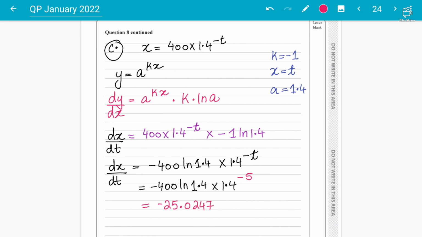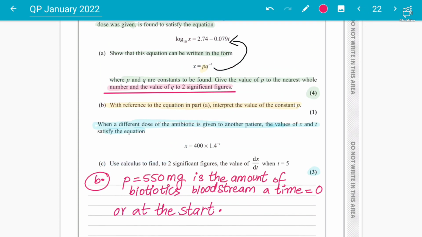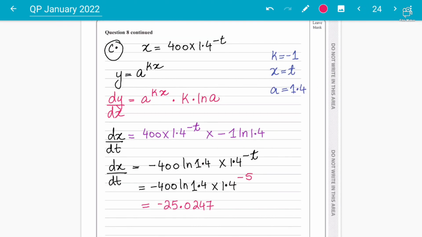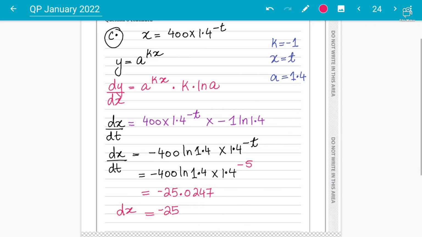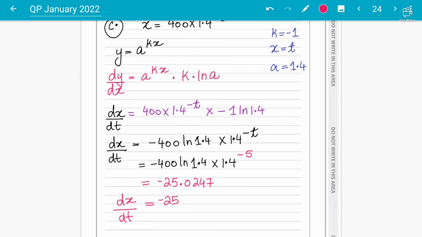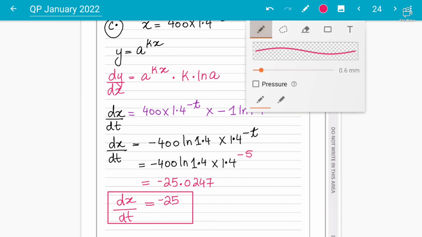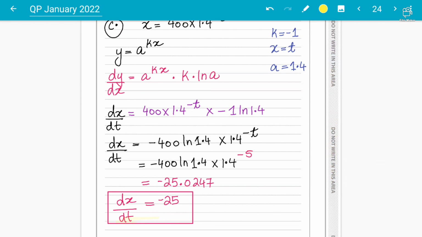-25.0247. I think they should mention we have to give it to 2 significant figures, which means our final answer will be -25, the differentiation of x with respect to t, and that will be the correct answer and the end of this question as well of the January 2022 WMA13 Edexcel paper.